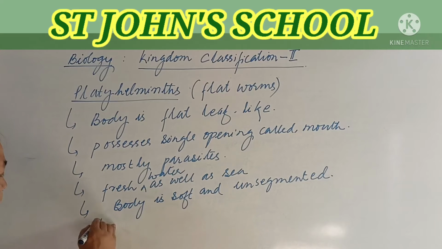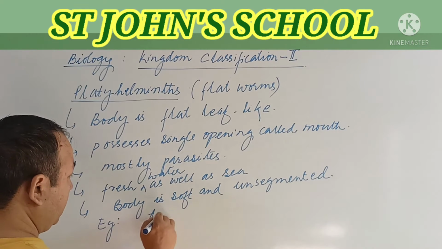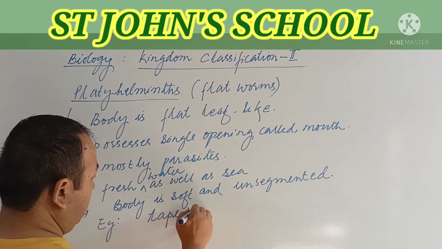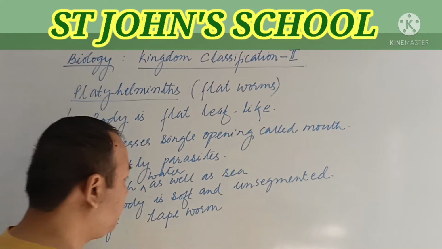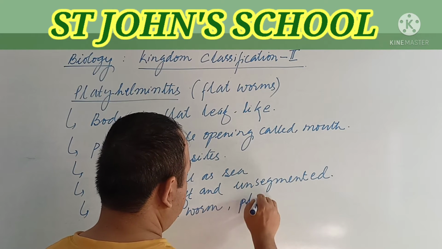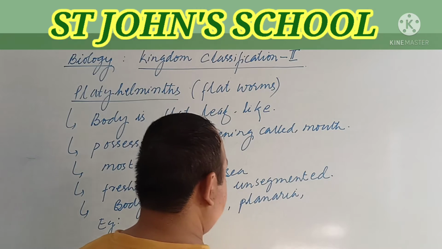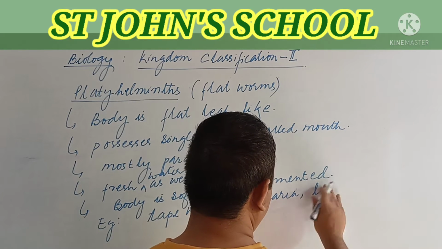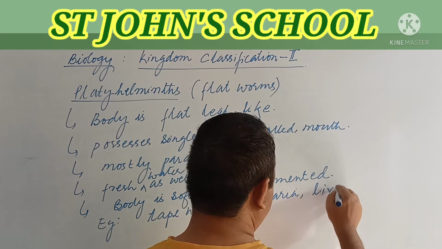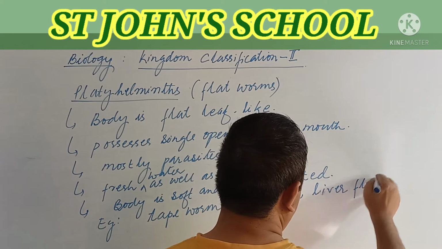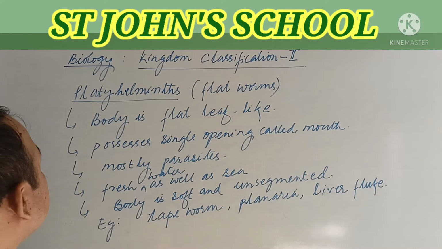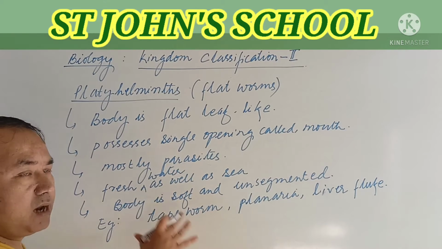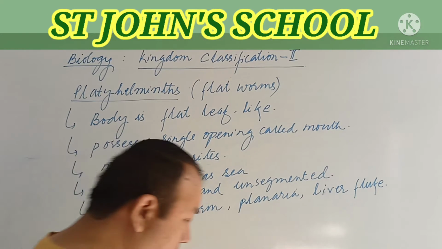And then the best examples are tapeworm, the scientific name is Taenia solium, planaria, and liver fluke. The scientific name is Fasciola hepatica, liver fluke. So these are all the common names. Examples you need to learn. Then again, at least two important characteristics you need to learn.